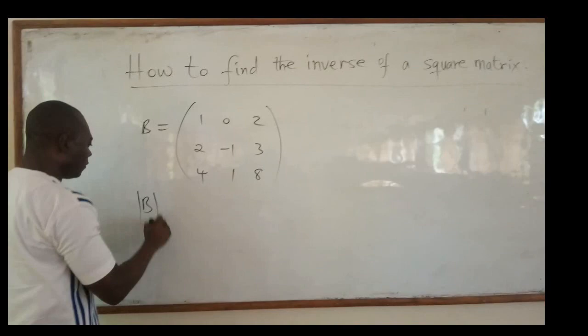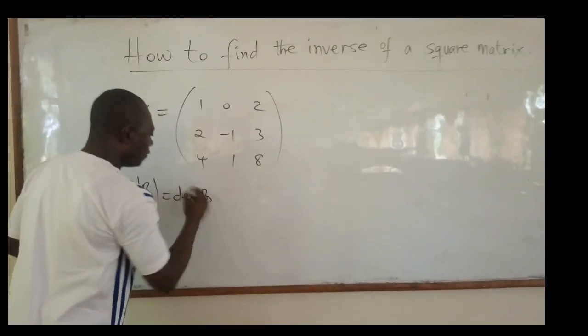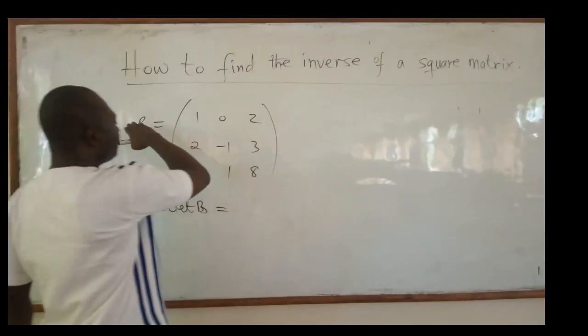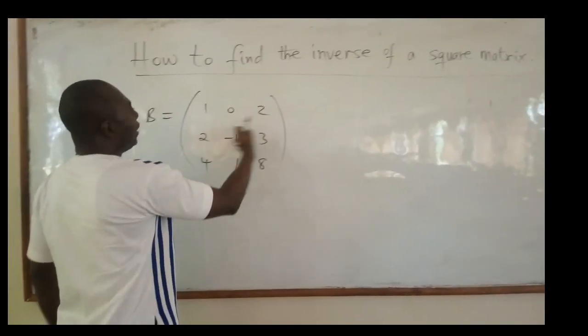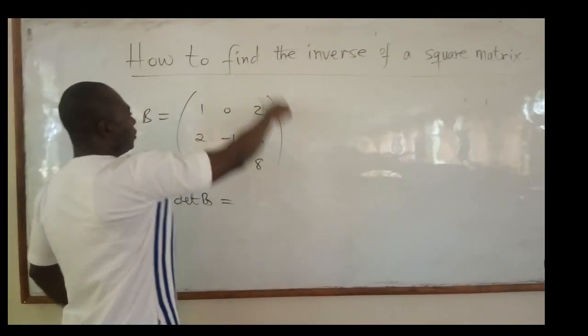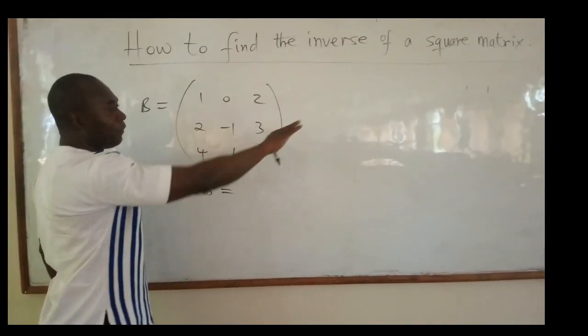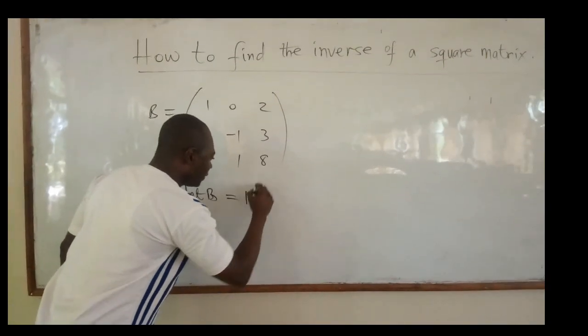Determinant of B is equal to, what you do is that you can use any row or column. So let's use the first row. Now if you use the first row, you are using the elements in the first row. So when you pick one, you have one like this.